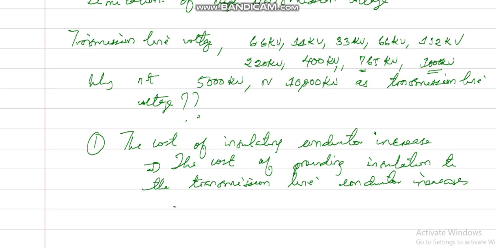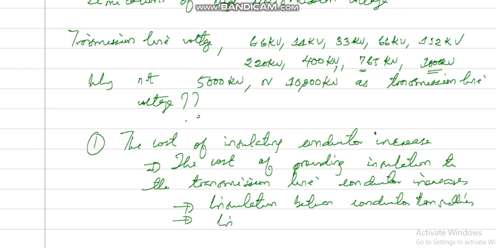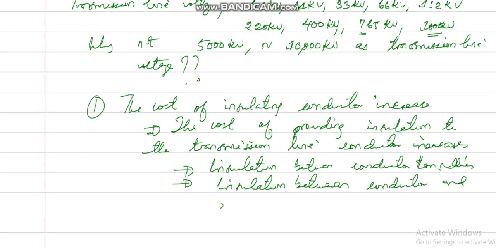Insulation ya kwanza ni provide insulation between conductors themselves. Sawa. Na ya pili ni provide insulation between conductors and the ground. Sawa, insulate the conductor, provide insulation between conductors na ground.